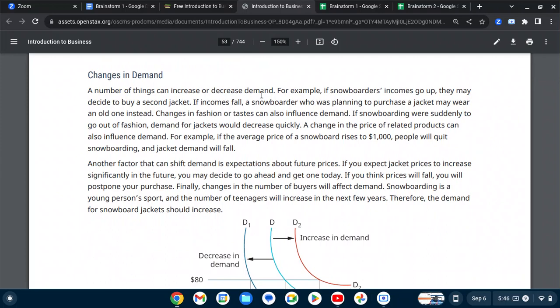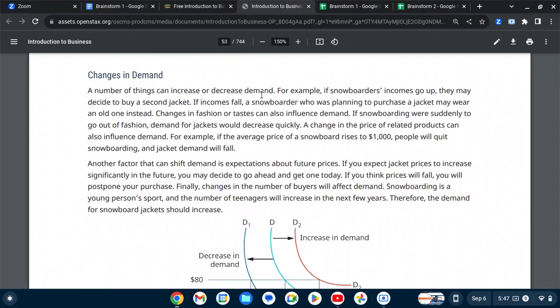A change in the price of related products can also influence demand. For example, if the average price of a snowboard rises to $1,000, people will quit snowboarding and jacket demand will fall. Another factor that can shift demand is expectations about future prices. If you expect jacket prices to increase significantly in the future, you may decide to go ahead and get one today. If you think prices will fall, you will postpone your purchase.